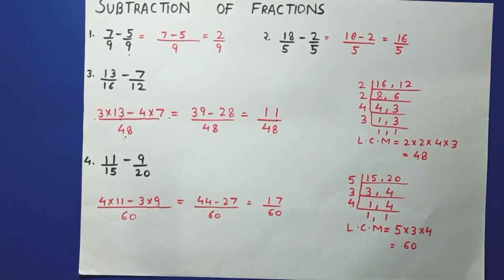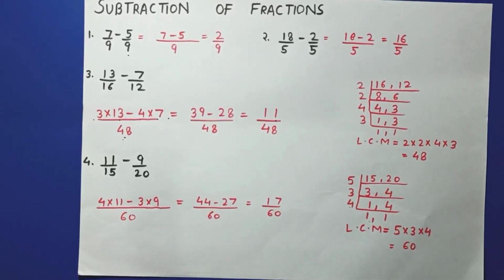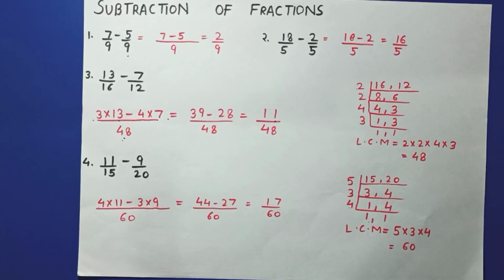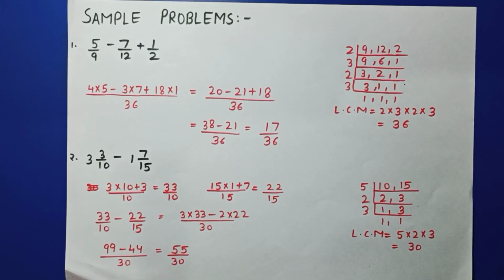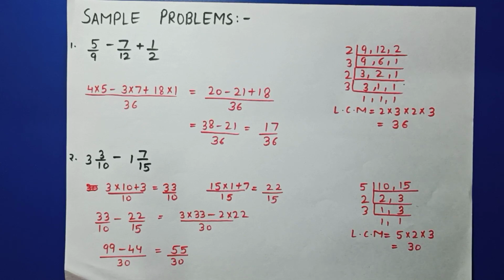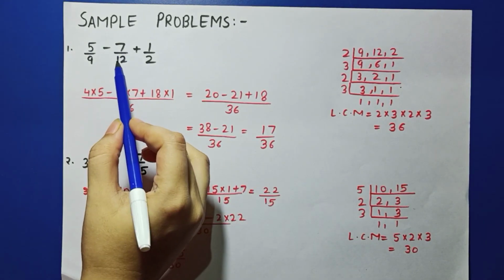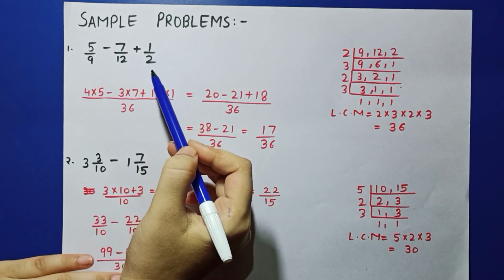So with this we have completed the addition and subtraction of fractions. Now we'll see some sample problems based on both addition and subtraction. So now we are starting with sample problems of both addition as well as subtraction. So the first problem is 5 upon 9 minus 7 upon 12 plus 1 upon 2.